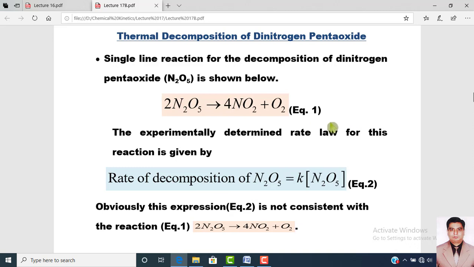So you can see from equation number 1 and equation number 2 that equation number 2 is totally different from the expression in equation number 1. So in the remaining lecture, we will find out how this difference is present in writing equation number 1 and equation number 2. So what is the real position for this thermal decomposition?